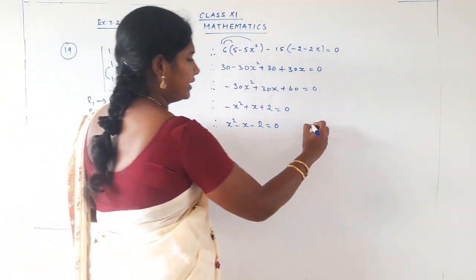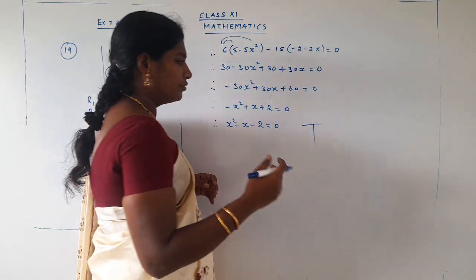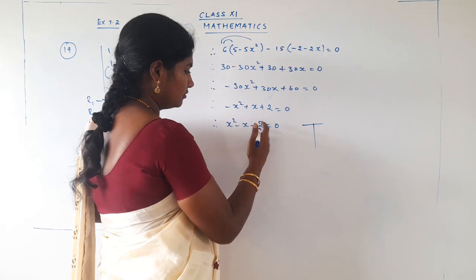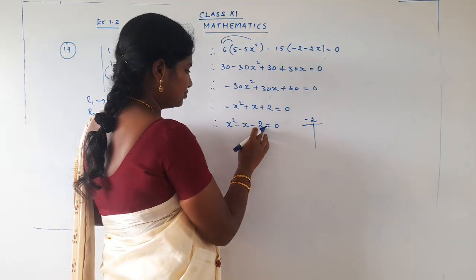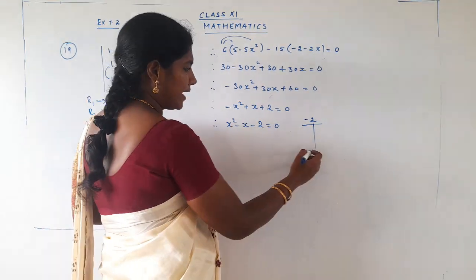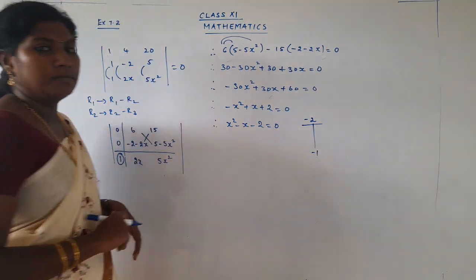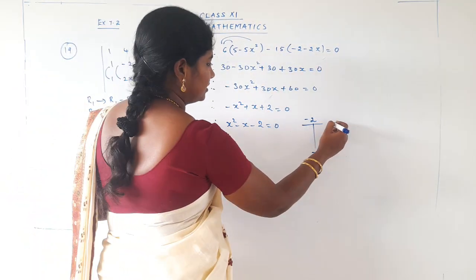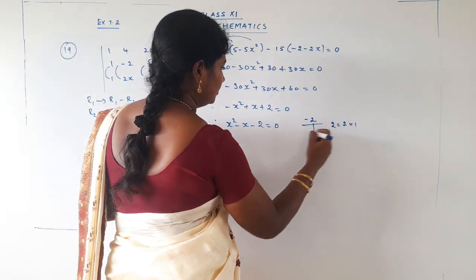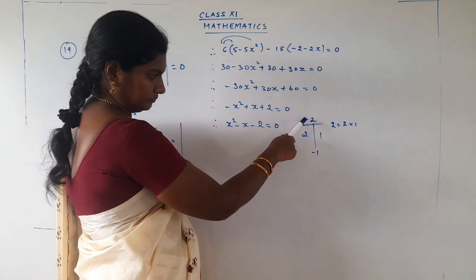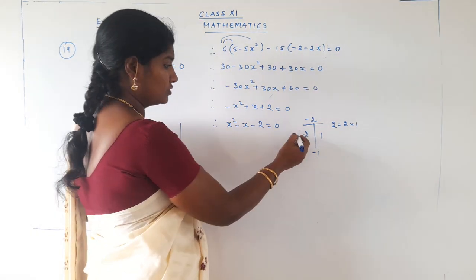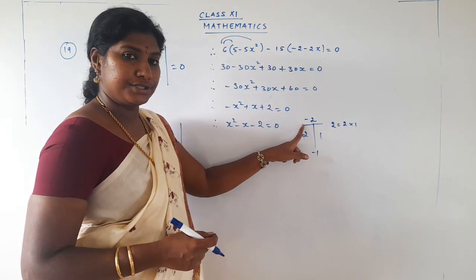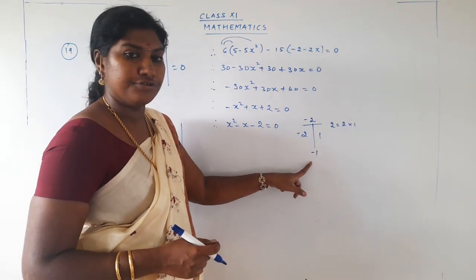So you can use the quadratic formula method, or you can use the t method to get your answers. I will take the t method. On the top of t, I will write minus 2, and on the bottom of t, I will take minus 1. Minus 2, minus 1. Okay. Now take the factors. So I can write this as 2 into 1. I want minus on both sides, so take the bigger number as negative. So minus 2 into 1, minus 2. Minus 2 plus 1 gives you minus 1.